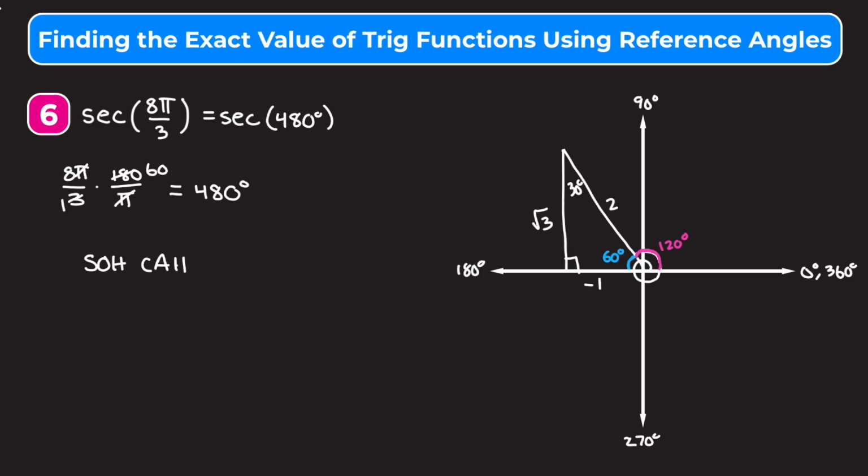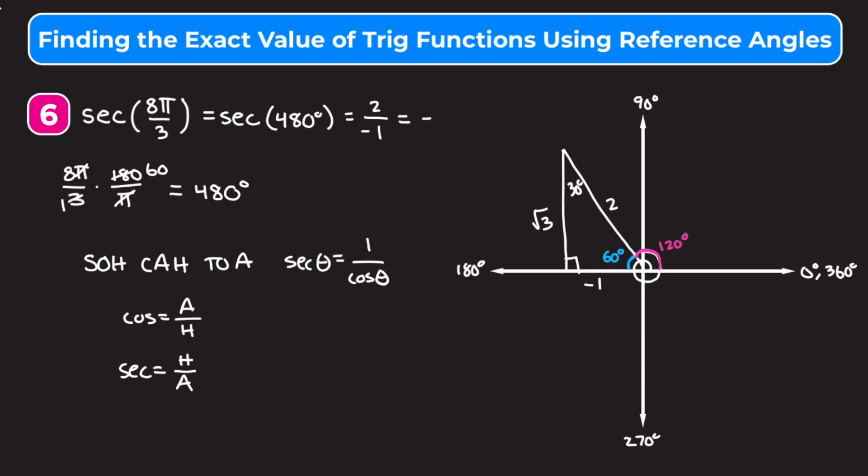So we have SOHCAHTOA. And we know that secant is equal to 1 over cosine. Since cosine is adjacent over hypotenuse, the secant is just the reciprocal, so you flip it upside down to get that the secant is hypotenuse over adjacent. So in this case, our hypotenuse is 2, our adjacent side is negative 1, and 2 divided by negative 1 is negative 2. So we get that the secant of 8 pi over 3 is equal to negative 2.